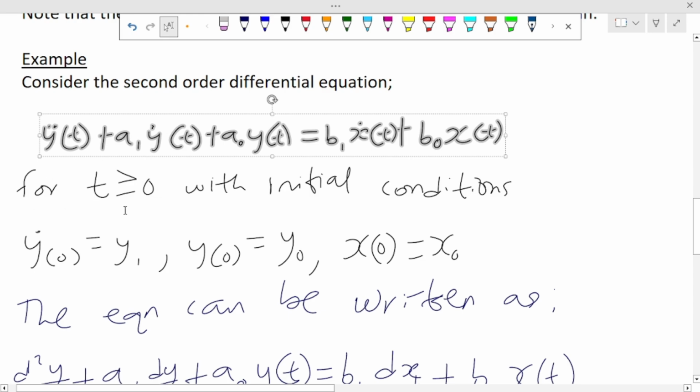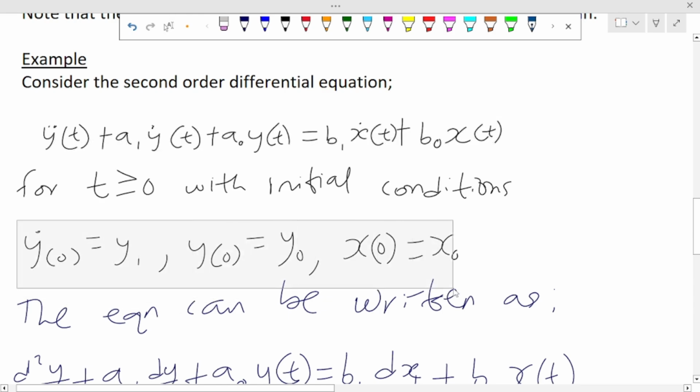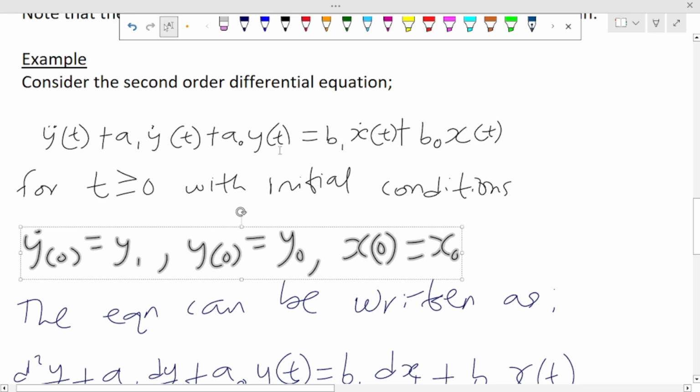Now for T greater than or equal to 0, with initial conditions, that means Y dot of 0 equals Y1, Y of 0 equals Y0, X of 0 equals X0. Now what's the meaning of all this? We can't even see this in this equation. Is there anything like Y of 0? There's something like that here. Now these conditions will be useful when we take the Laplace transform.